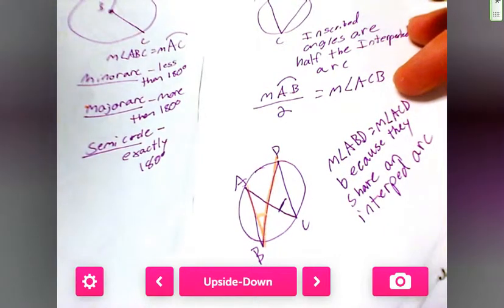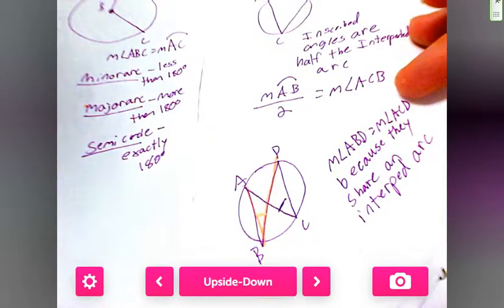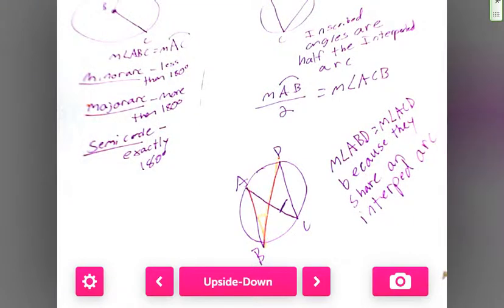Okay, so we learned 2 things about inscribed angles. The inscribed angles are half the intercepted arc. And if 2 inscribed angles share the same arc, they're equal to each other. So that's the 2 things we learned today.